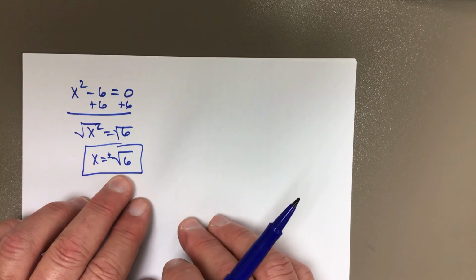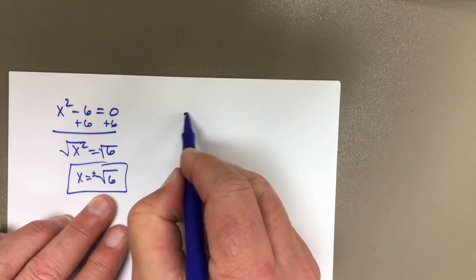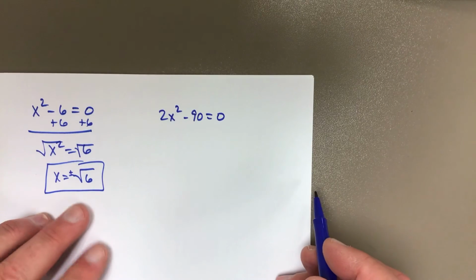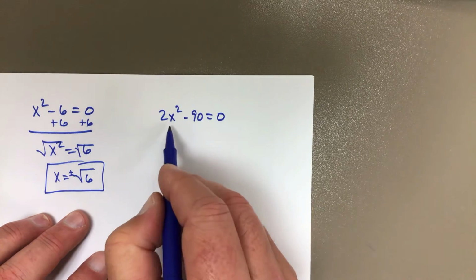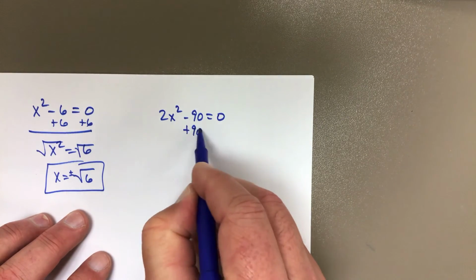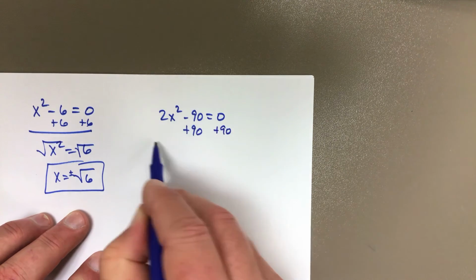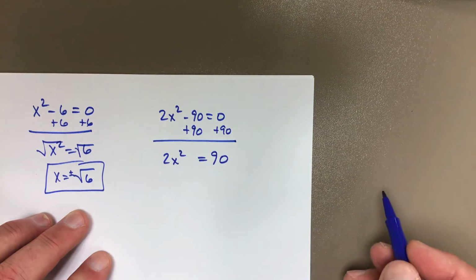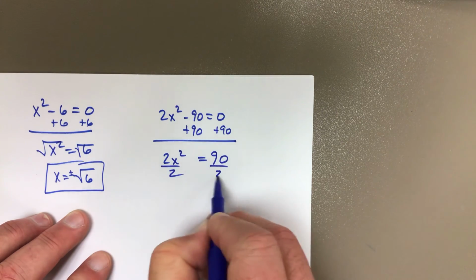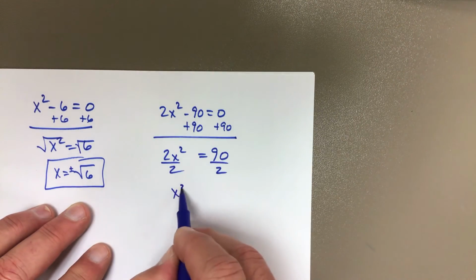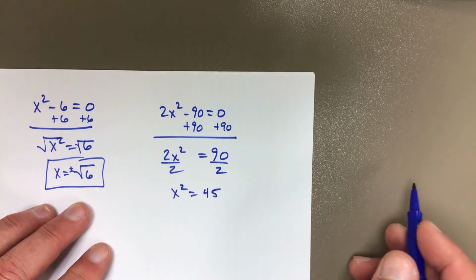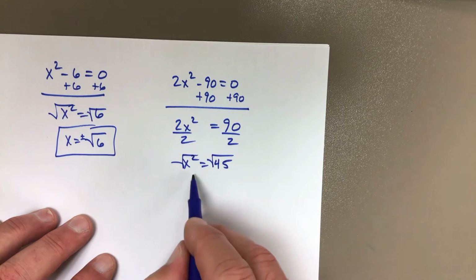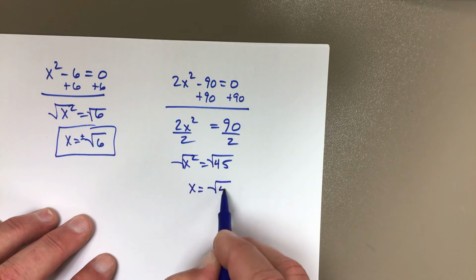Sometimes your answer may look like this. So if I have 2x squared minus 90, remember our goal is to get the x squared by itself. So I add 90 to both sides. I get 2x squared is equal to 90. I divide by 2. I get x squared is equal to 45. And then I'm going to take the square root of both sides, and I'm going to get x as the square root of 45.